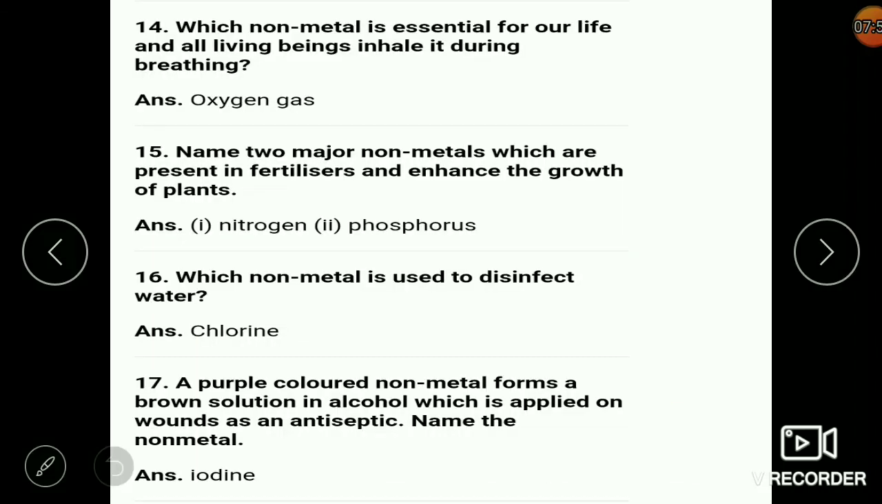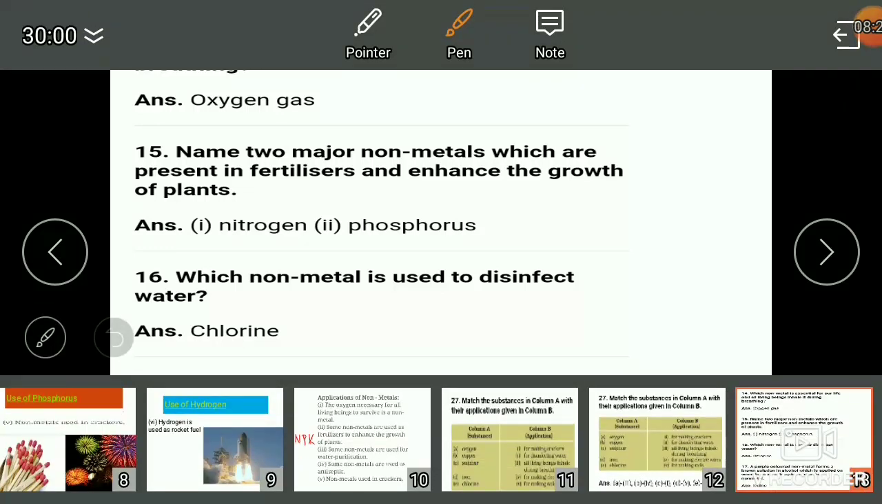Next, which non-metal is essential for our life and all living beings inhale it during breathing? It is oxygen. Name two major non-metals which are present in fertilizer and enhance the growth of plants. Nitrogen and phosphorus. Which non-metal is used to disinfect water? It is chlorine. A purple colored non-metal forms a brown solution in alcohol which is applied on wounds as an antiseptic. Which non-metal? Iodine.